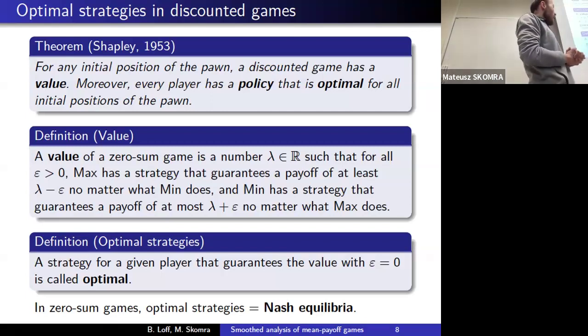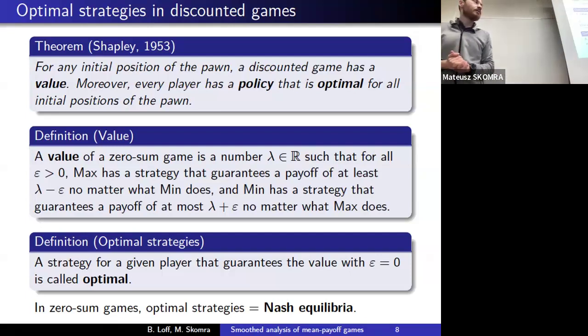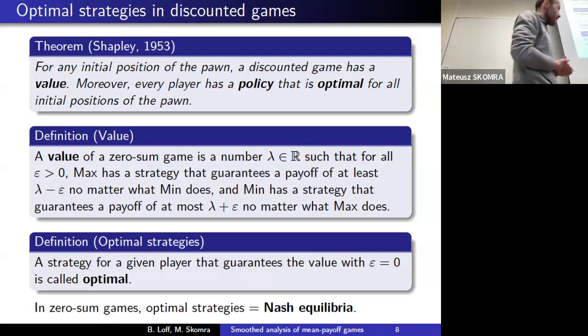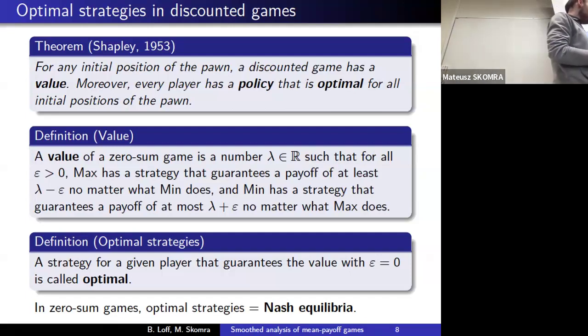Okay. And if you know some concepts from game theory, then in zero-sum games, the optimal strategies are exactly the same as Nash equilibrium. So maybe you have heard about the notion of Nash equilibrium. In zero-sum games, Nash equilibrium is exactly the same as optimal strategies. However, the important thing is that somehow in the zero-sum case, this is a stronger solution concept.